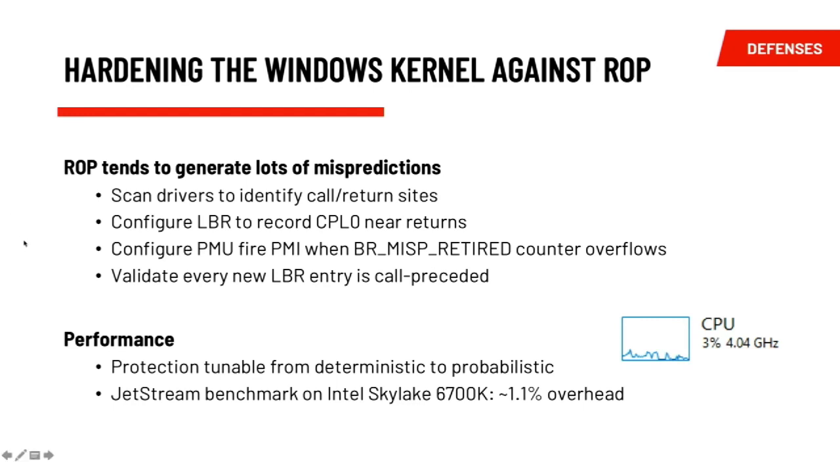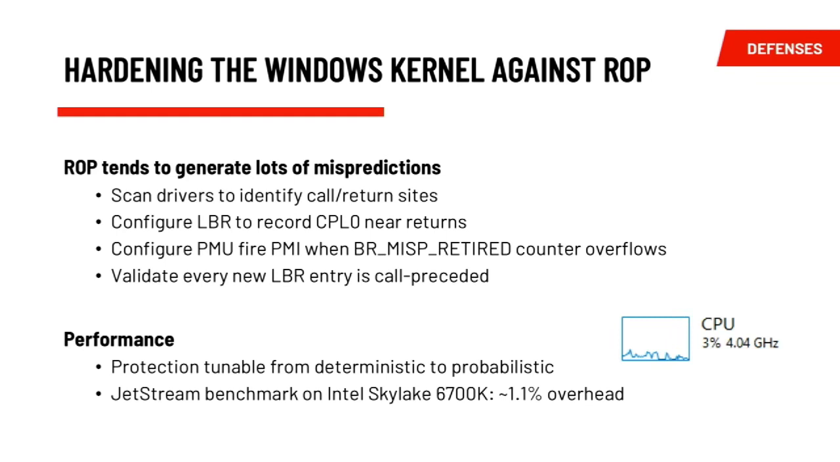So generating an interrupt for every return instruction is too costly. Instead, we exploit the fact that ROP, or return-oriented programming, tends to generate a lot of branch mispredictions. This is because the branch predictors in CPUs were not optimized or designed to work well in ROP scenarios. So we can program the PMU to only generate interrupts when there are branch mispredictions in the kernel.